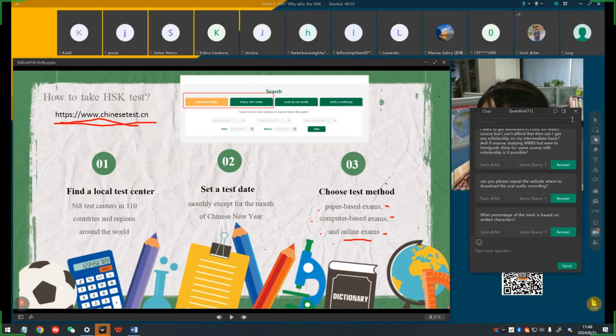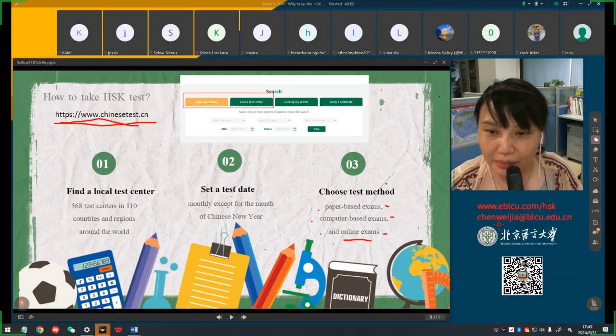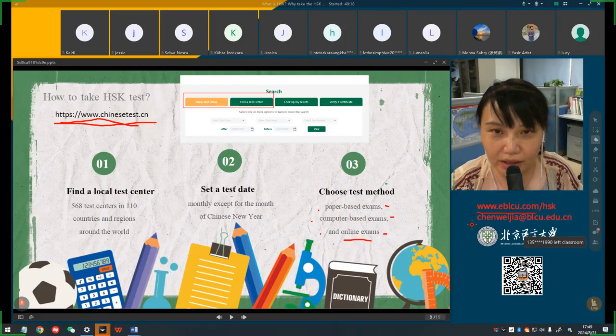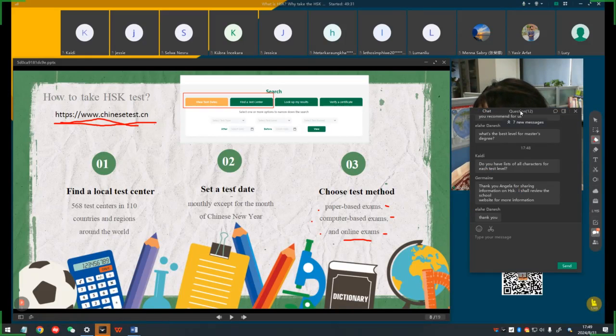Where to download the oral audio recording? So the last section was talking about HSKK, right? The oral exam for HSK. It's the same website here, www.eblcu.com/open class, or you just go to the front page and choose open class, and there will be listed the previous open classes that we have. The previous one is about the HSKK, the oral speaking test.